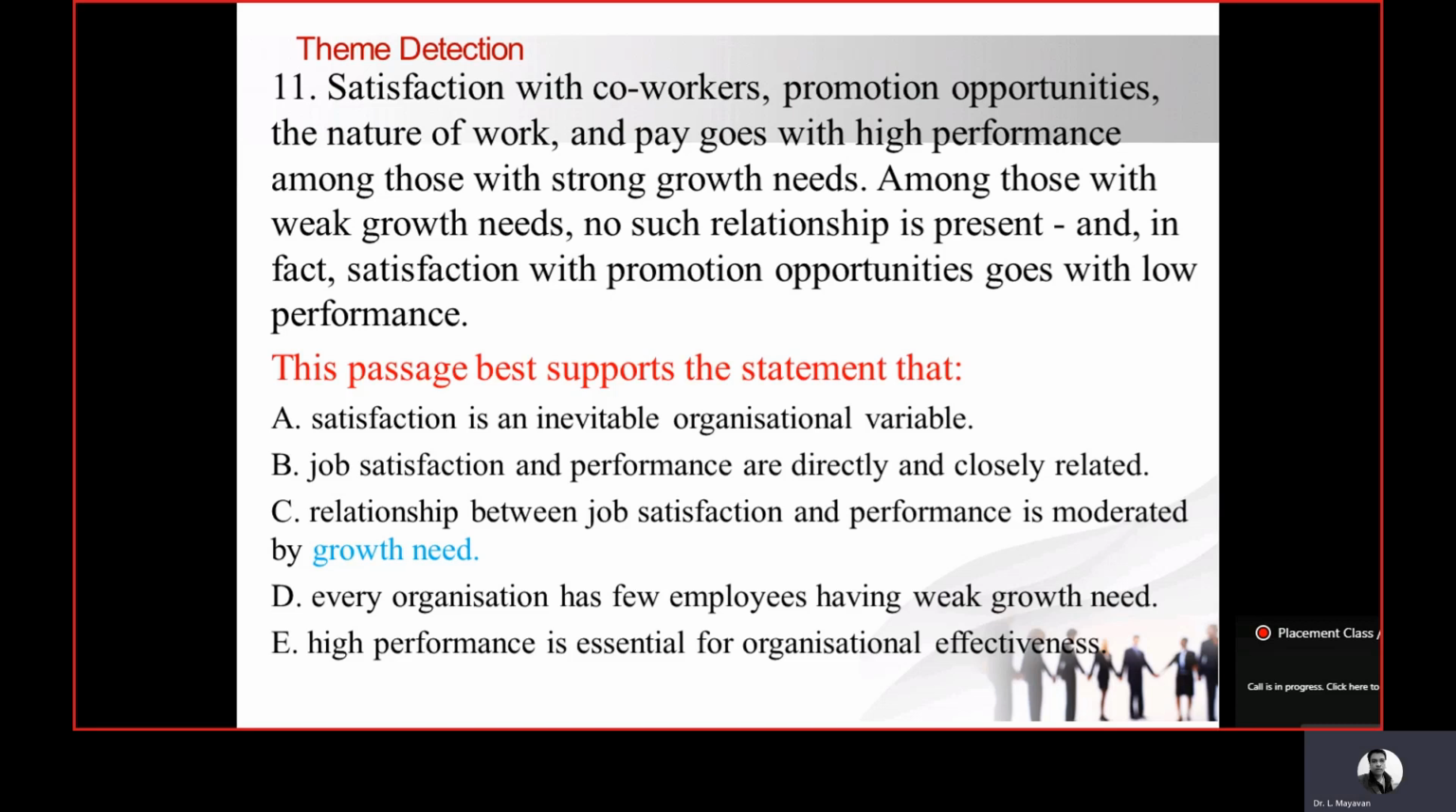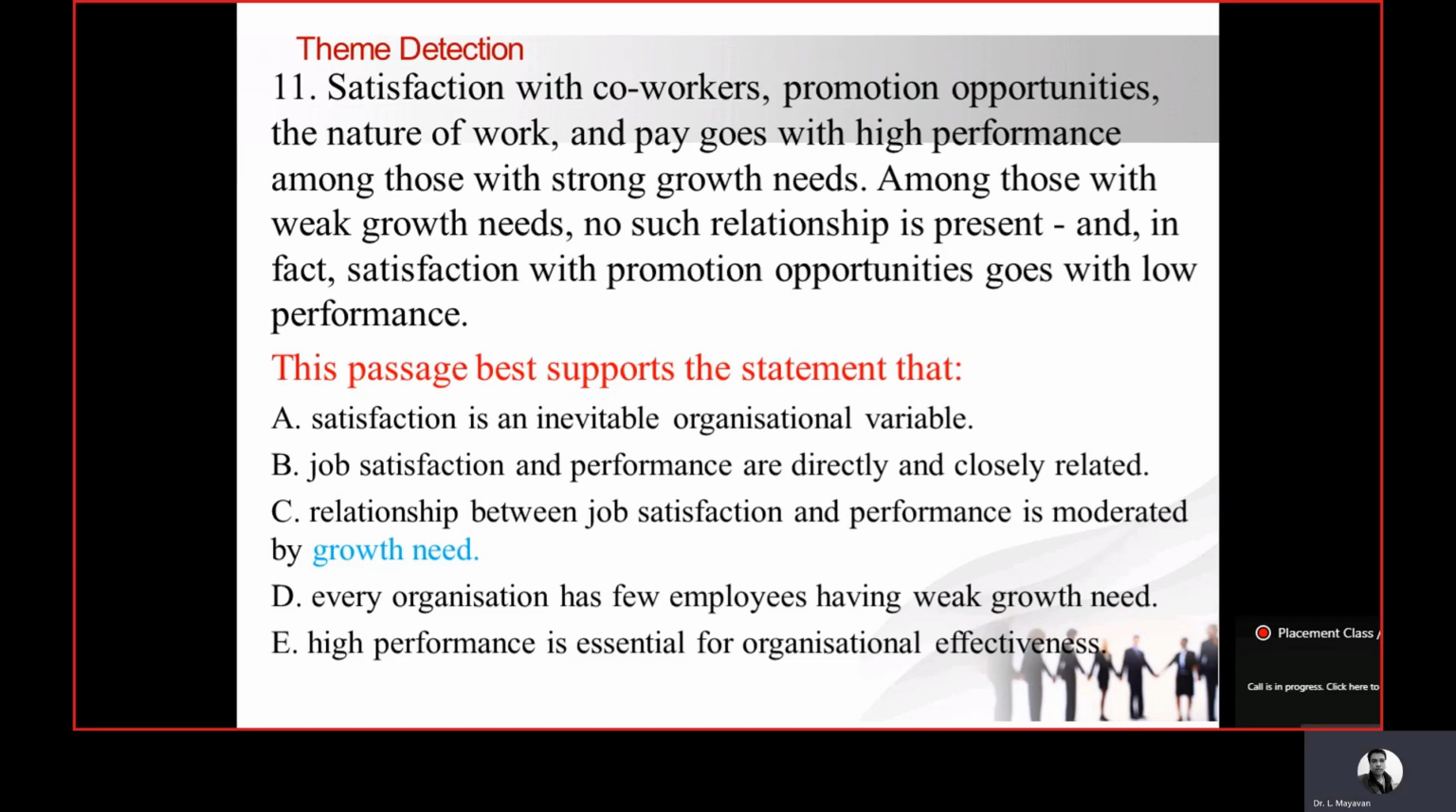Satisfaction with the co-workers, promotion opportunities, the nature of work, and pay goes with high performance among those with strong growth needs. And among those with weak growth needs, no such relationship is present. And in fact, the satisfaction with the promotion opportunities goes with low performance. This passage best supports the statement that satisfaction is an inevitable organizational variable. Do you think it's the right option?